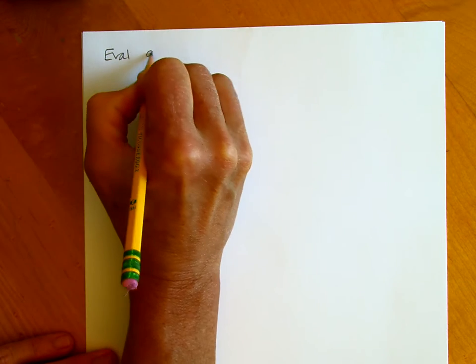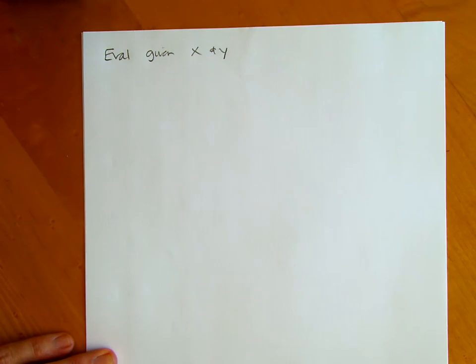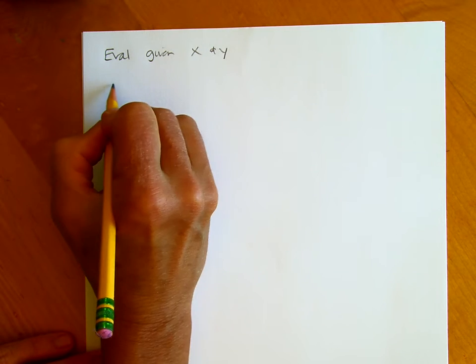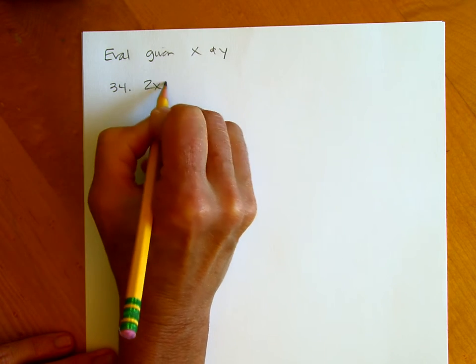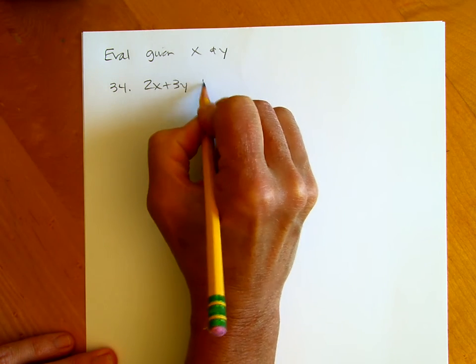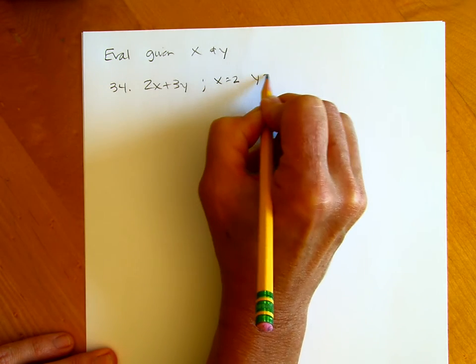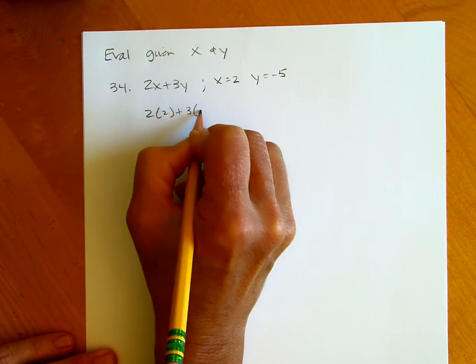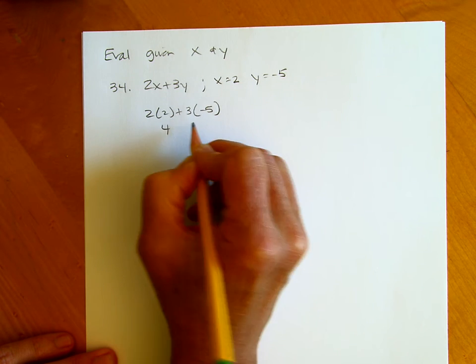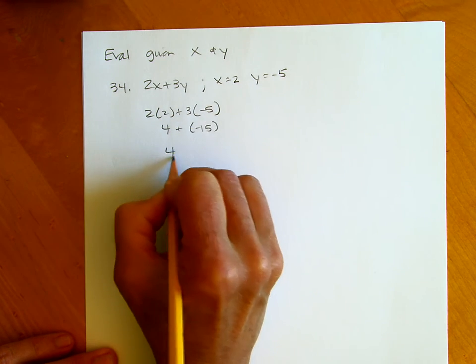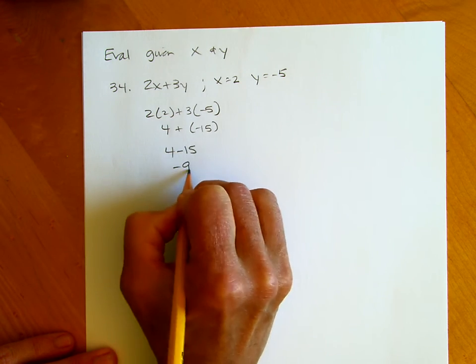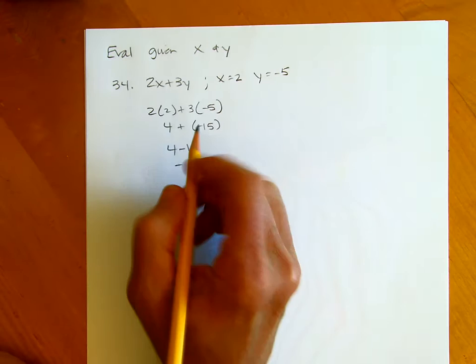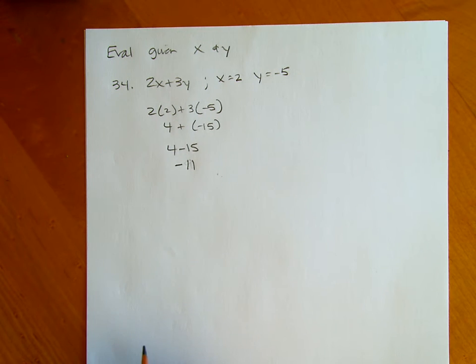The next section is evaluate given x and y. And number 34, 2x plus 3y when x equals 2. So here's a statement of the problem. 2 times 2 plus 3 times negative 5. 4 plus negative 15, or you could just write 4 minus 15. Oops, and that's going to give us negative 11. So my pencil is good because you can use an eraser.